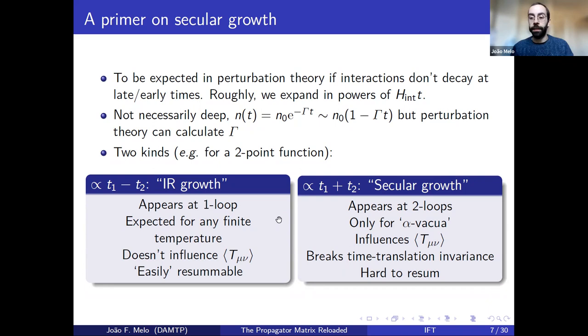A much more concerning case, which is what Akhmedov found and other people used to find in Rindler, is when it grows with t1 plus t2.